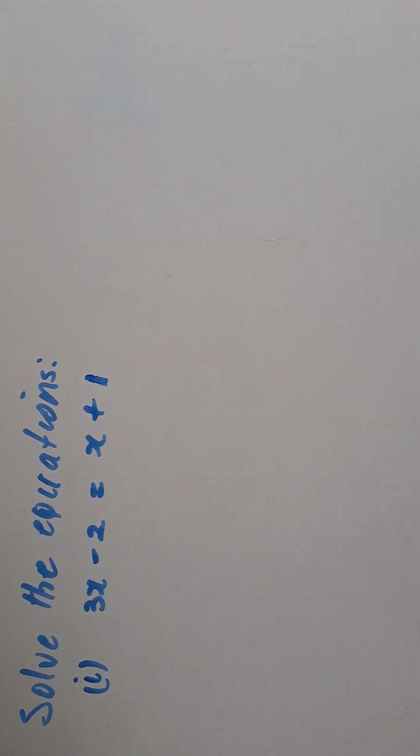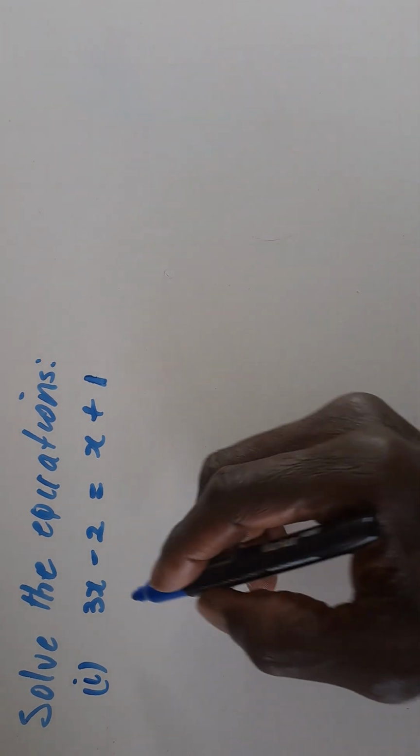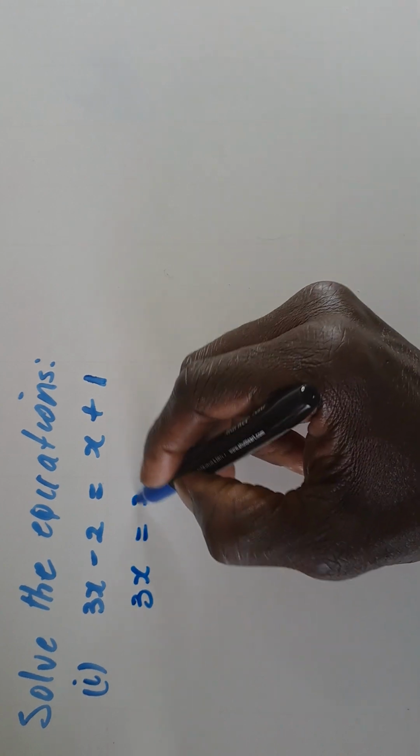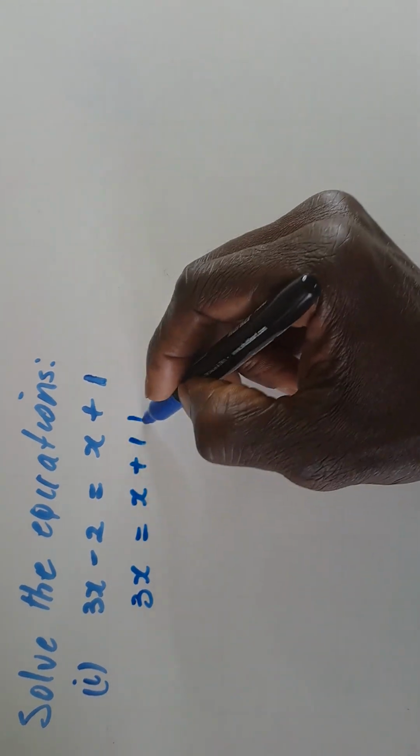First, we have 3x minus 2 is equal to x plus 1. What we'll do is add positive 2 to both sides of this equation, and the result is x plus 1 plus 2.